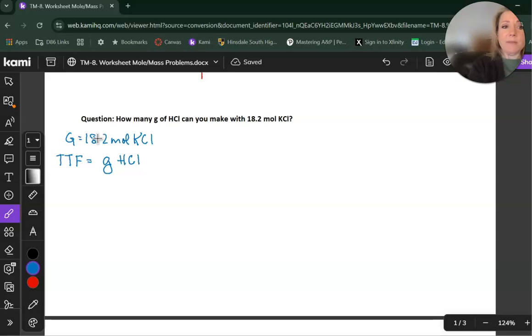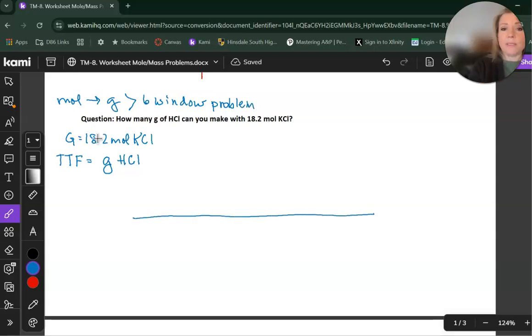So since I'm given moles and I'm trying to find grams, this means that I'm doing a 6-window problem. So I'm going to set this up by drawing out my 6 windows.